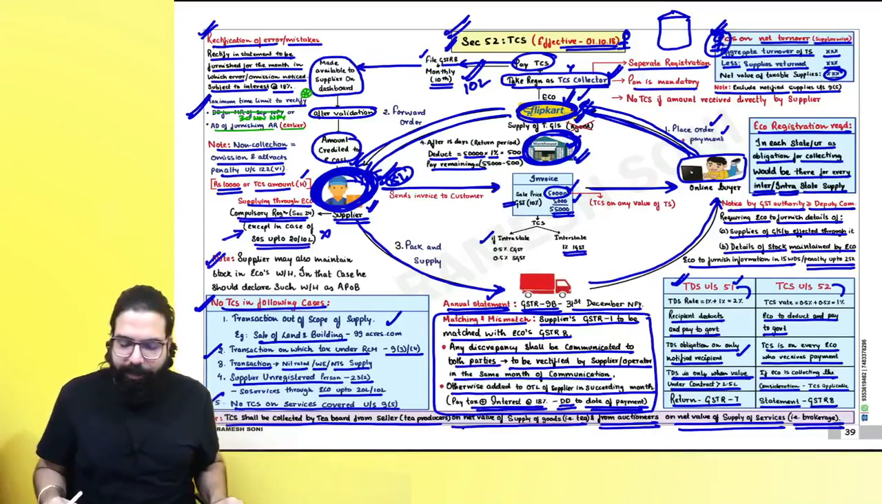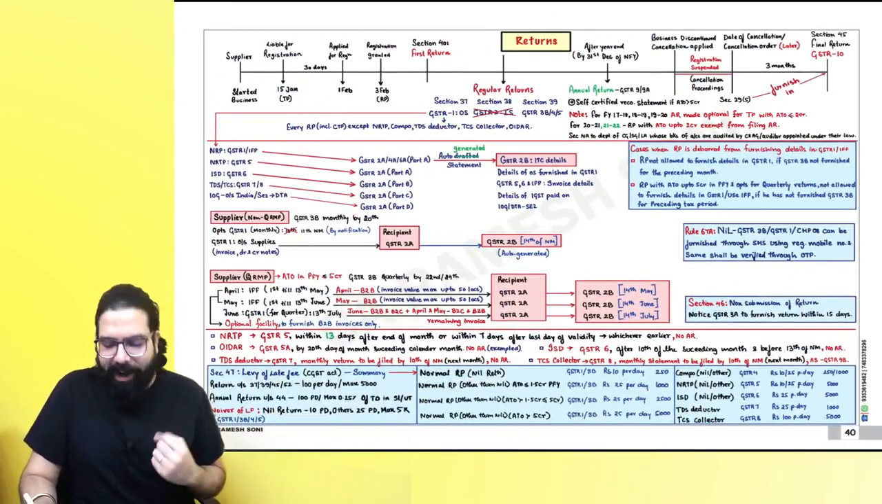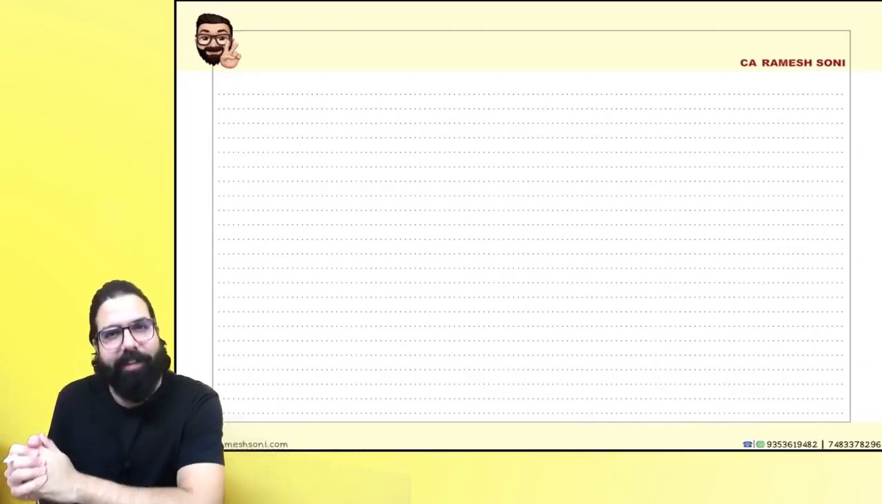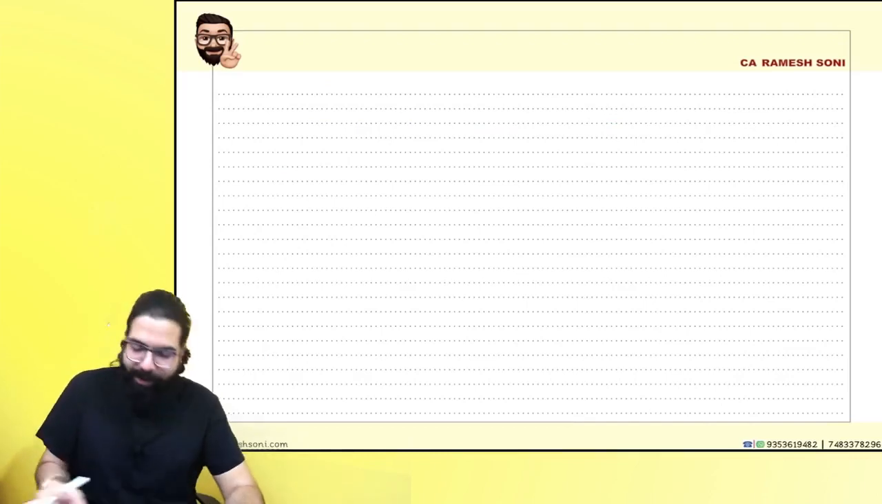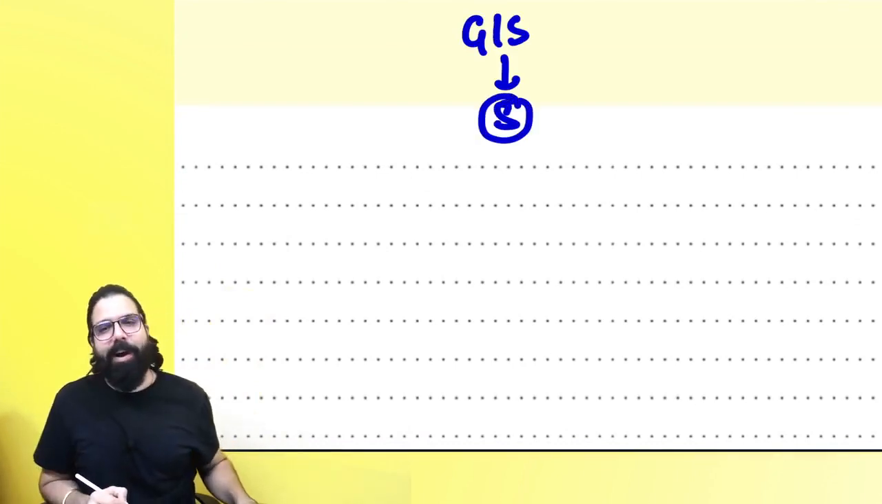Now, the next chapter which we are going to revise is the chapter of returns. Before we go ahead and start the revision of returns, let's take a quick section revision and then we'll go ahead. Everyone over here, we started learning GST with goods or service. Goods or service has to be supplied.